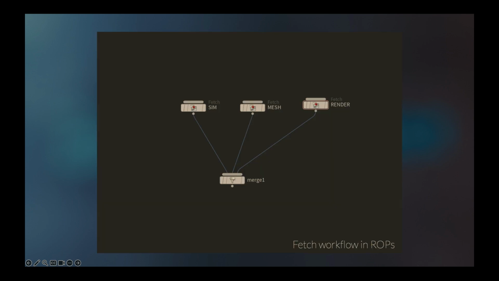But the way I like to work quite a lot is fetching stuff in ROP context. So for example, this is a very simple example, but let's say I would need to do a sim, a mesh, a render. I would fetch stuff from there, and this will run one after another. So you have the sim, you have the mesh, and then you have to render. Just set up your dependencies like this.